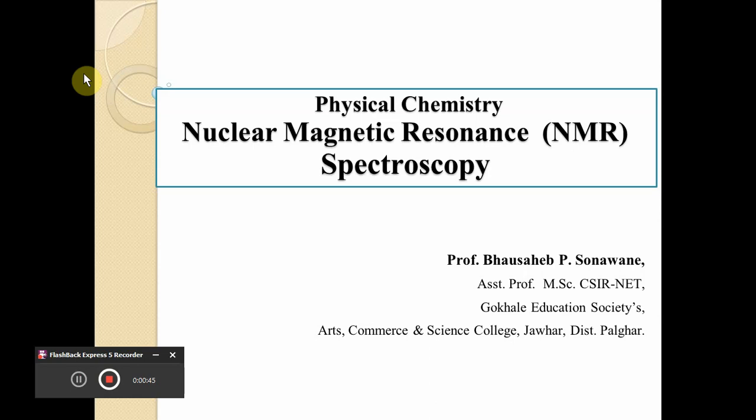Like microwave spectroscopy, IR spectroscopy, UV spectroscopy, then Raman spectroscopy, and this is another type of spectroscopy which is entitled nuclear magnetic resonance spectroscopy. Dear friends, today in this part we will discuss some introductory part of nuclear magnetic resonance spectroscopy, and how the molecules or the different types of species show nuclear magnetic resonance spectroscopy whenever these are exposed to electromagnetic radiation.